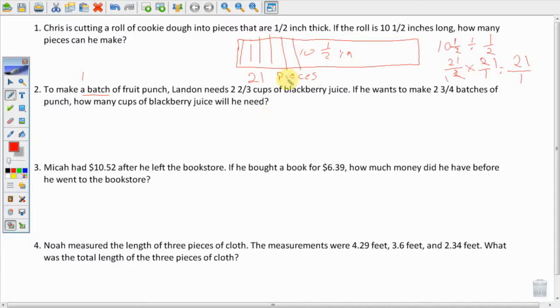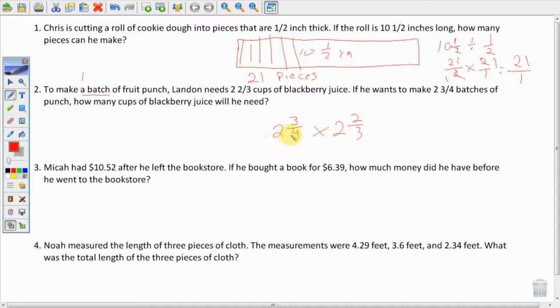So basically what he's doing is he's making 2 3/4 batches, which is a good bit more than one. So if he has to use this much for one, how much is he going to have to use for 2 3/4? So to figure that out, I take the 2 3/4 batches that I need to make, and I'm going to multiply it, because this is 2 3/4 times more than the one batch. So I do 2 3/4 times 2 2/3. Now we're going to do this the same way that we did the problem before with changing these to improper fractions, but since it's a multiplication problem, we're not going to have to flip the second one.